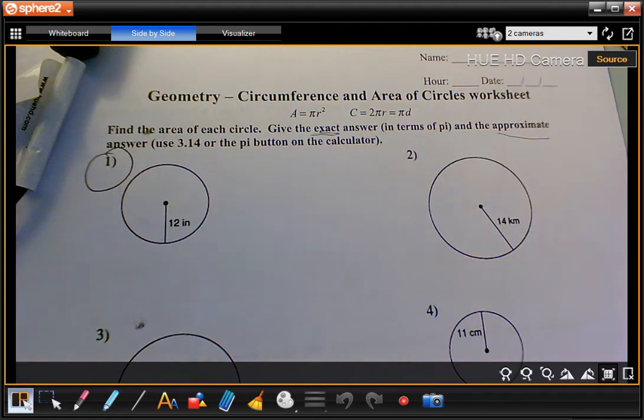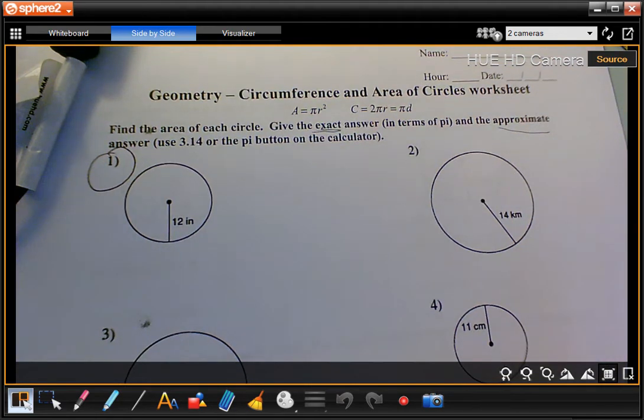We're going to look at number 1, but first we're going to read the directions. Find the area of each circle. Give the exact answer in terms of pi, and the approximate answer using 3.14. And that's what we're going to use. If you have a pi button, go for it. You're going to get a slightly different decimal than I am for the approximate answer. I'm going to use 3.14 in this.